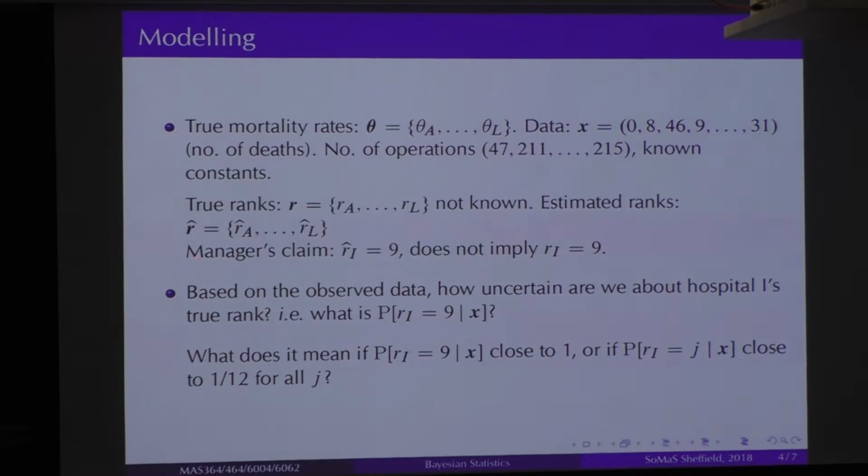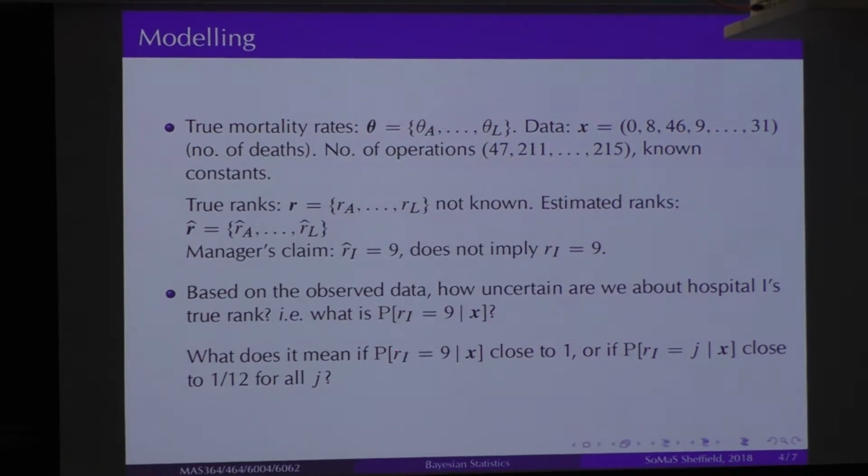Okay? And the claim of the manager is that estimating the rank as 9 does not necessarily imply that you should be ranked 9. There should be some sort of extra information about how certain or how precise this ranking is. So basically, what we would like to answer is we would like to have a probability distribution on the rankings based on the data and any other information that we might have, and then use that probability to advise or to say something about the fairness or the accuracy of the ranking.